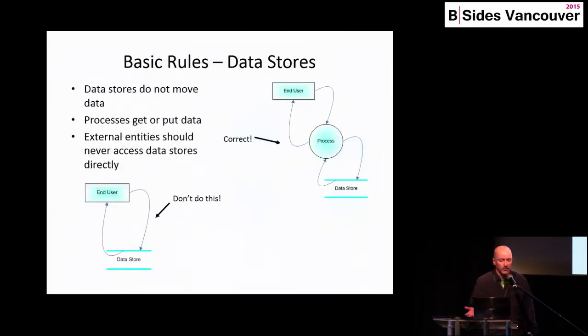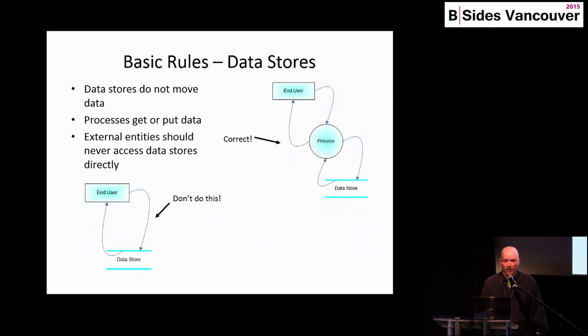Some basic rules with data stores. Data stores don't move data. Data stores get data written to them, and they provide it for reading. Processes get and put data. And I've already talked about end users and external entities don't access data stores directly.